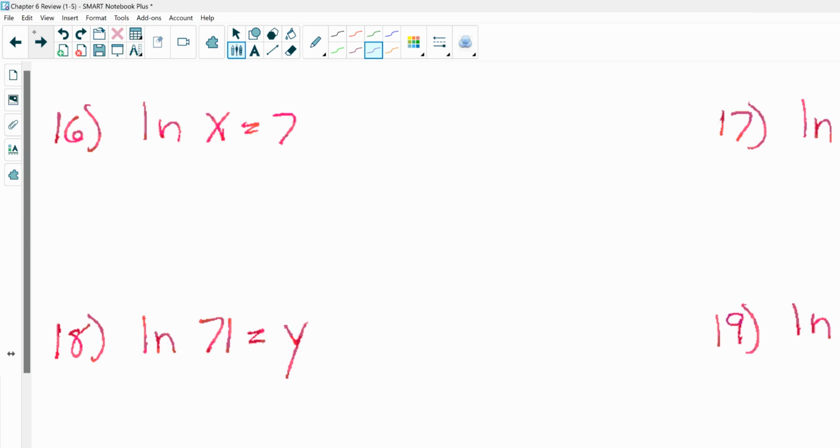16, ln of x equals 7. What would this be? The ln of 7 equals x. Because what's our base? e to the 7.